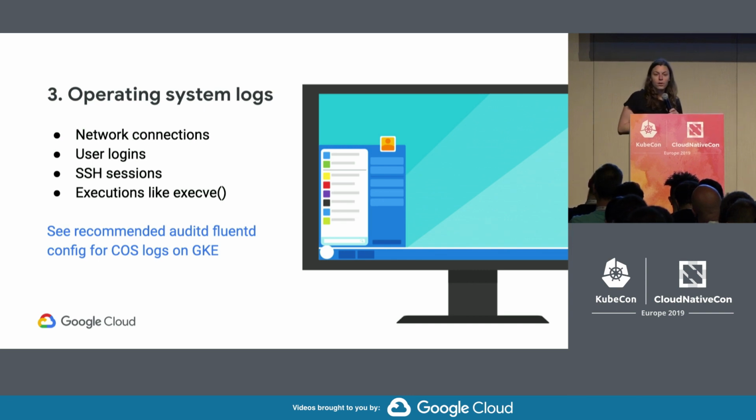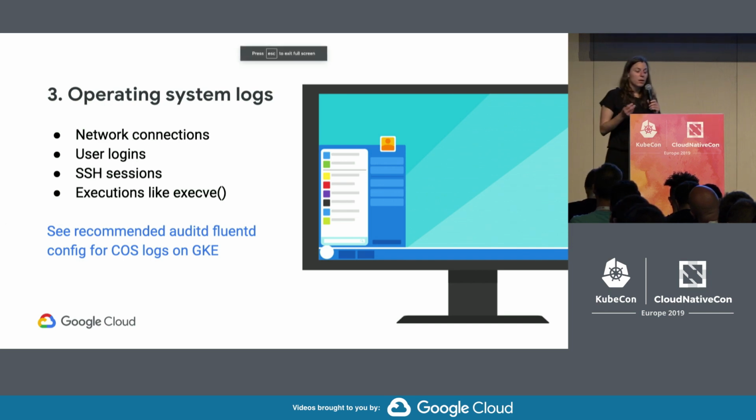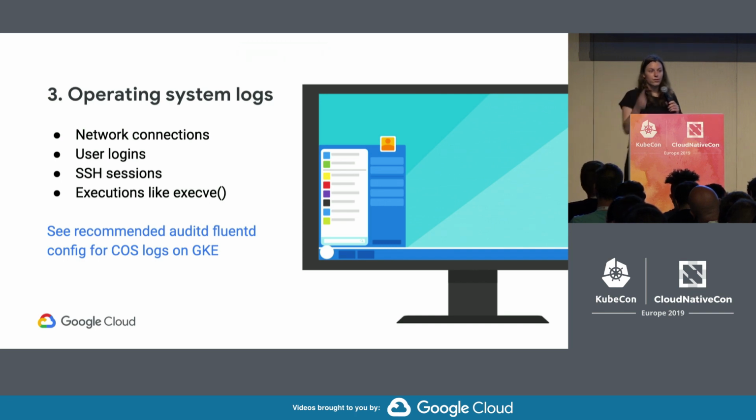FluentD has really good documentation on how to do this, so I'm not going to go into too much detail. But basically, you need to provide the FluentD daemon set with the log storage pod's host and port, and then give FluentD the right permissions, and it'll take care of the rest for you. To make this slightly easier for OS logs on GKE, we've recently published a recommended FluentD configuration and how to get these logs. If you check out the GKE documentation, you can take a look at that.